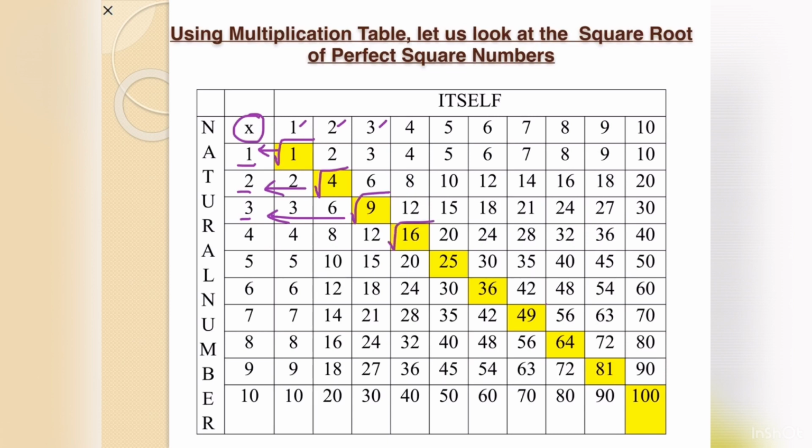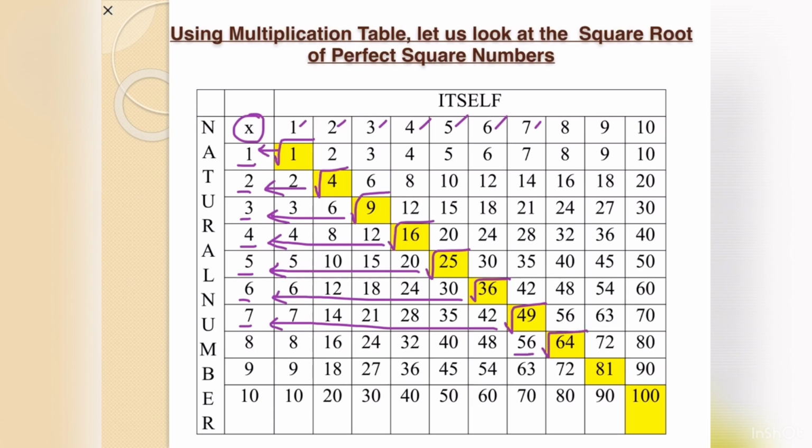Square root of 16 is 4, which means 4 multiplied by itself gives 16. Square root of 25 is 5. That means 5 multiplied by itself gives 25. Square root of 36 is 6. That means 6 multiplied by itself gives 36. Square root of 49 is 7. That means 7 multiplied by itself gives 49.